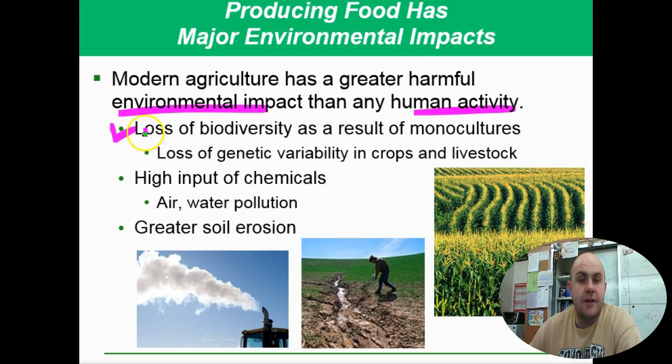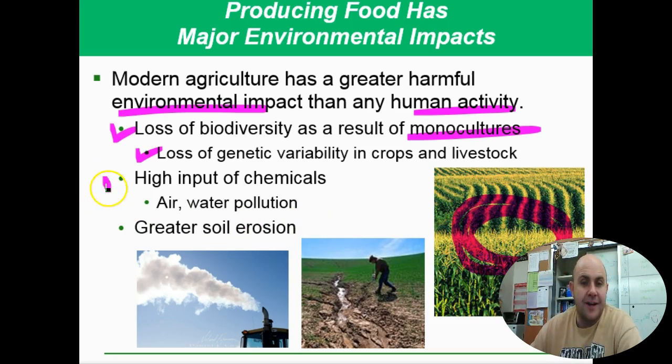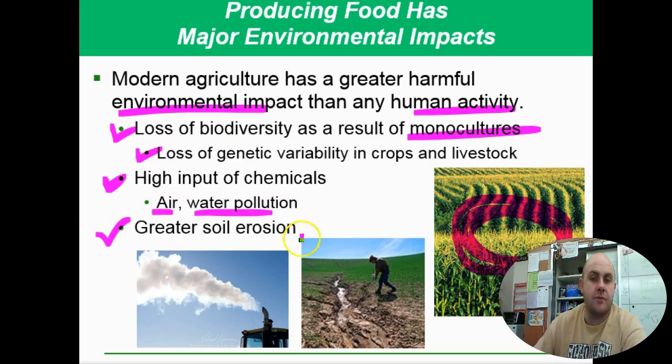So what's it do? Well, it creates a loss of biodiversity, especially when we're growing a lot of monocultures, which is how we're getting these high increased yields. And so we have a loss of genetic variability in our crops and livestock, because we all want the very best ones, so all of these are basically a clone of themselves, and so that creates problems. We're putting a lot of chemicals into the system to get them to grow, so a lot of air and water pollution as a result of it, and then there's an increase in soil erosion by these huge projects. These big tractors tilling up this soil creates a lot of loss of topsoil, and so there's more soil erosion as a result of it.